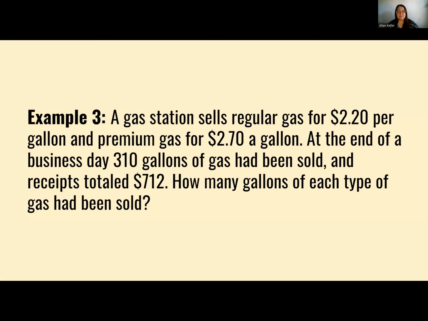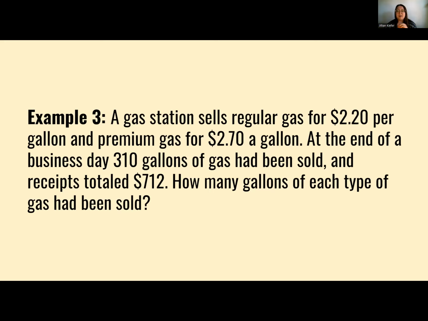So example 3, we have a gas station that sells regular gas for $2.20 per gallon and premium gas for $2.70 per gallon. At the end of a business day, 310 gallons of gas were sold and the receipts totaled $712. We want to know how many gallons of each type of gas had been sold. So if we're looking at this problem, what we're seeing is that we have regular gas and premium gas. They both have separate prices, and we know how much was sold at the end of the day and how much that amount actually cost. Our final question is how many gallons of each type of gas has been sold.